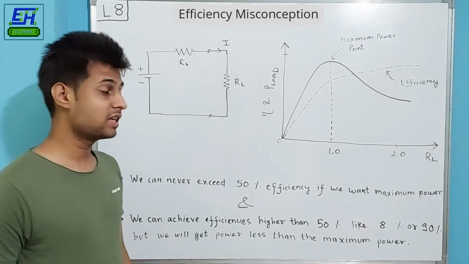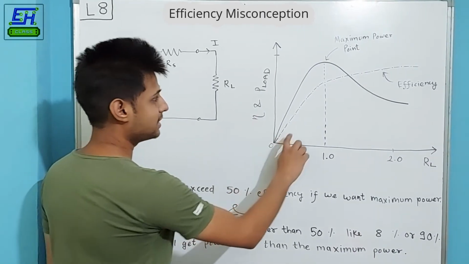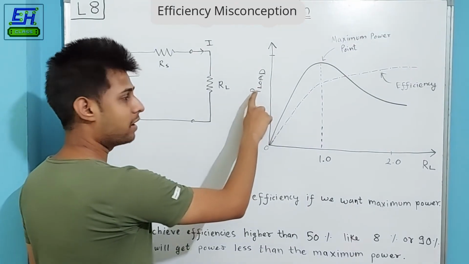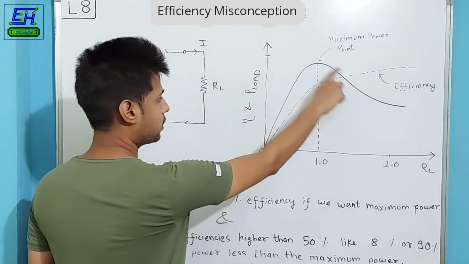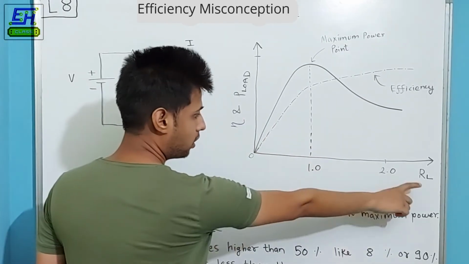Now let's see the reason why this is so. Here you can see a combined graph of eta, that is efficiency, and the power which is delivered to the load. This continuous line and this dotted line is for the efficiency with respect to the load resistance RL.